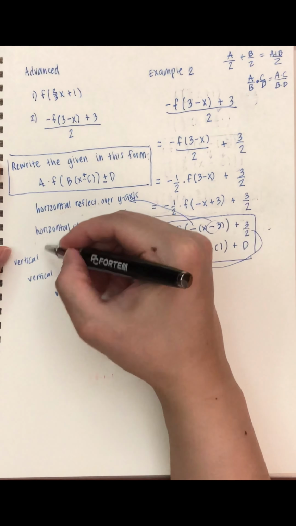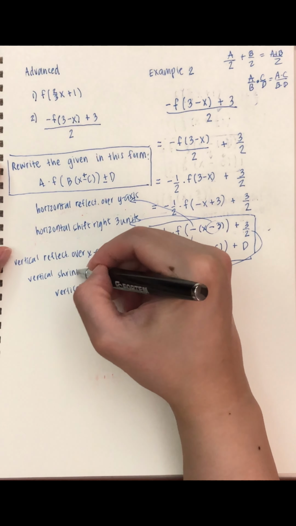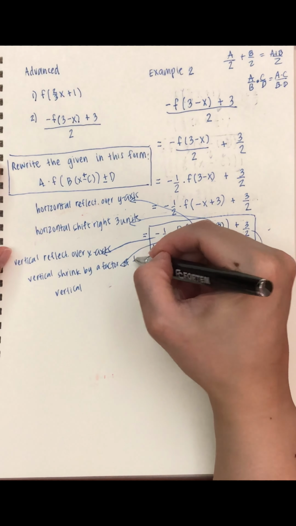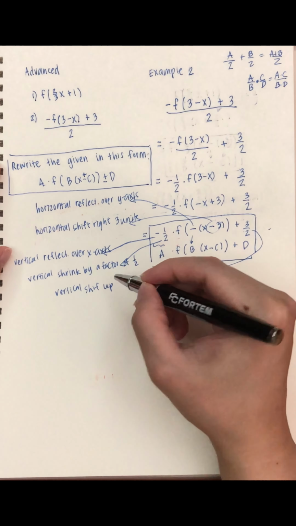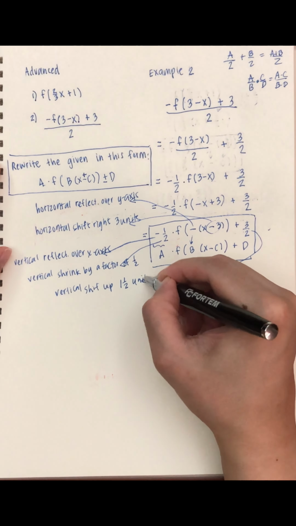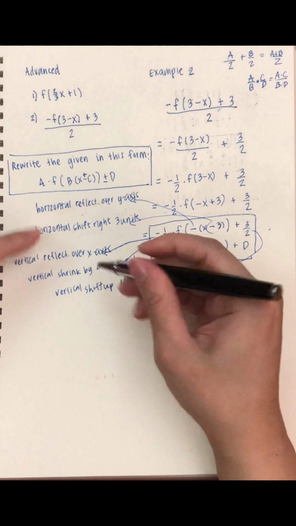transformations. The negative is a vertical reflection over the x-axis. The 1/2 is a vertical shrink by a factor of 1/2. And this is a vertical shift up, because it's plus 3/2. Up 3/2, which is 1.5 units. Do all the reflections and dilations first, and then the shifts last.